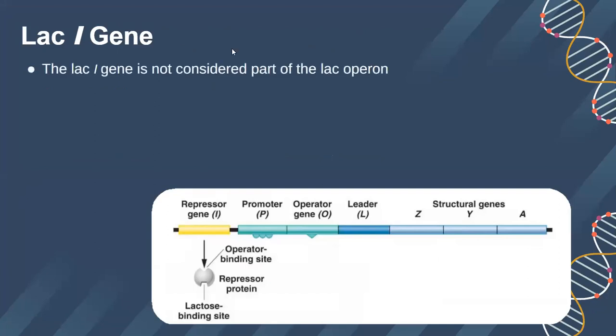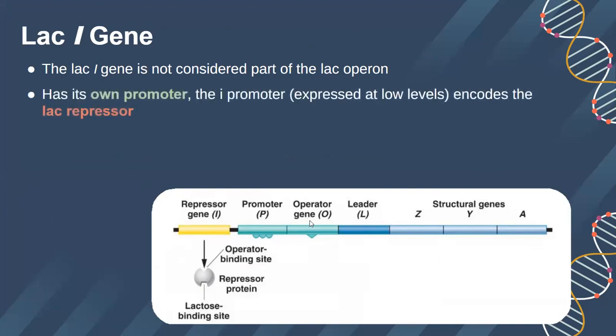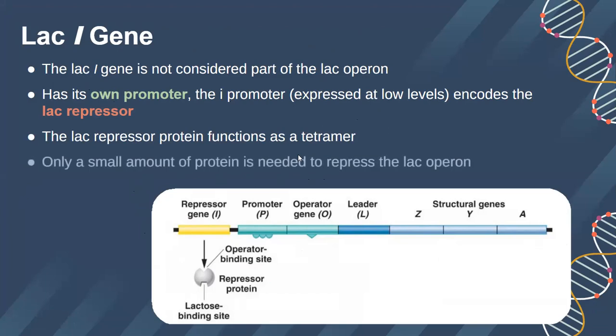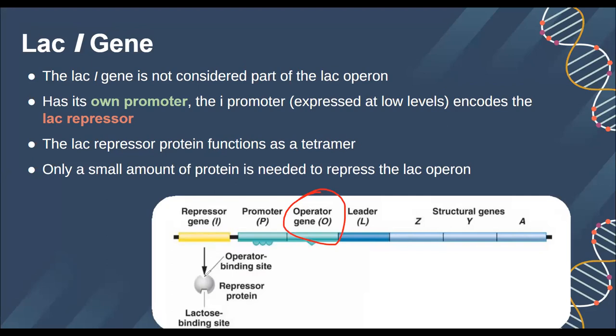Okay. So this is the LAC-I gene, which makes a repressor protein, and it will go and bind to the operator region. Basically, this is separate from the whole operon. It lies much ahead. It has its own promoter, and this I promoter makes the lactose repressor protein, which acts as a tetramer. Only a small amount of protein is enough for it to bind to the operator region.